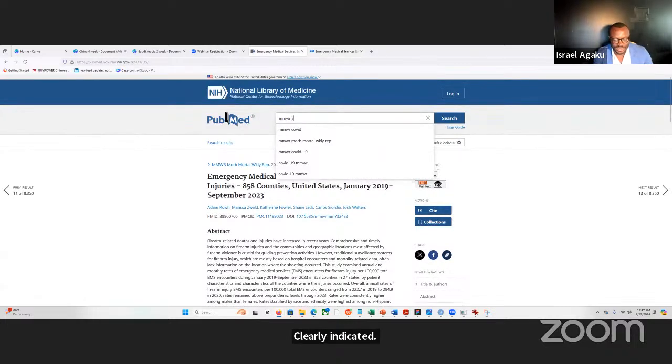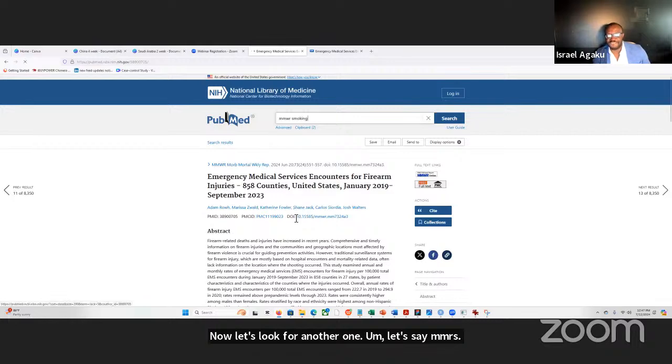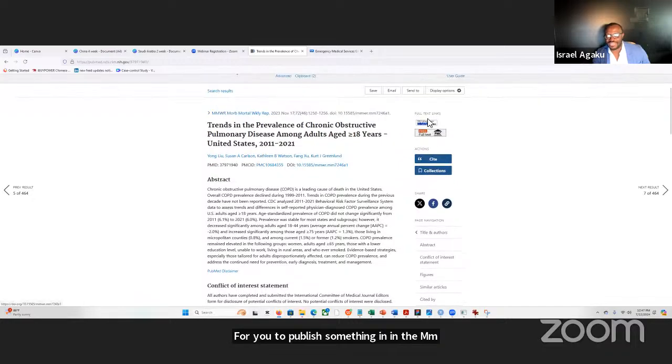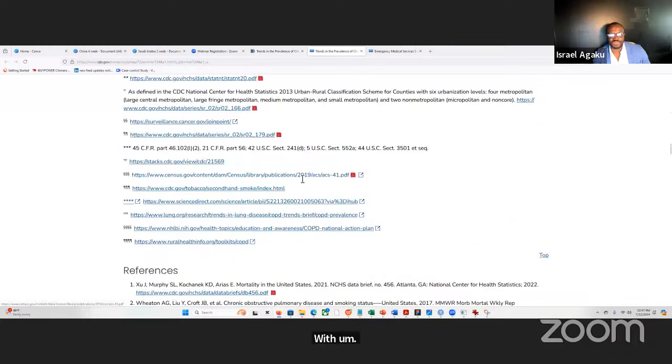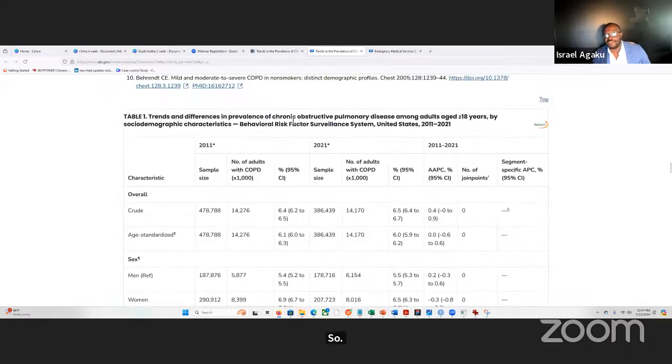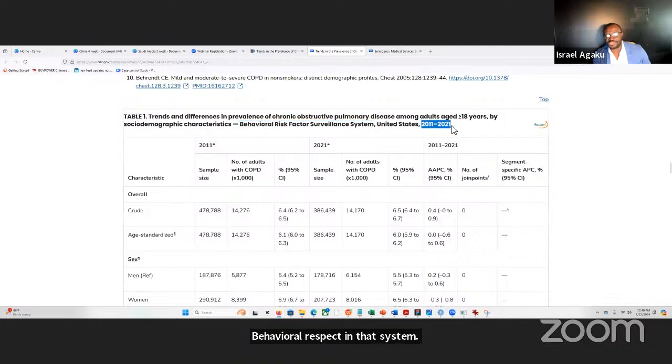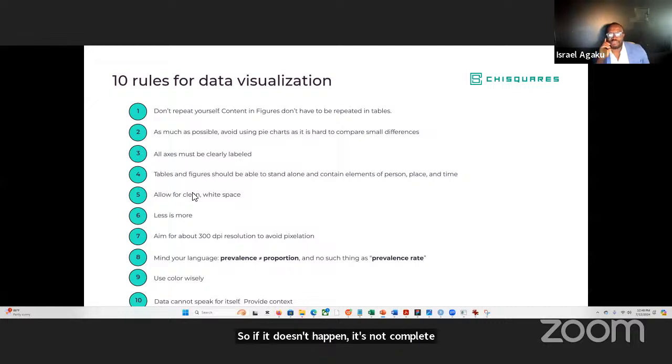Let's say MMWR smoking. This is the best journal in the world that just enforces that rule; it's impossible for you to publish something in the MMWR that will not comply with elements of person, place, and time. It's a rule. So: trends and differences in prevalence of chronic obstructive pulmonary disease among adults aged 18 years or older by socio-demographic characteristics, Behavioral Risk Factor Surveillance System, United States, 2011 to 2021, right? Person, place, and time. At the very minimum, your caption must have those three elements. So if it doesn't have it, it's not complete, right? And if I were the journal editor, of course, you would have to revise that extensively. So tables and figures should be able to stand alone and must contain elements of person, place, and time.